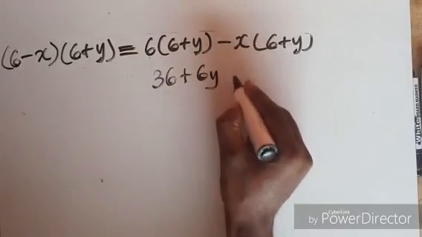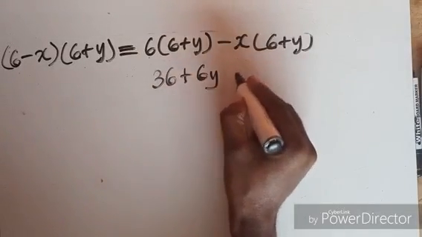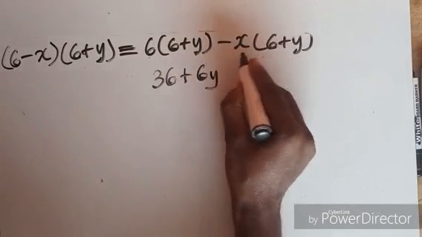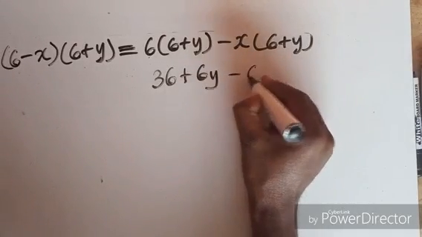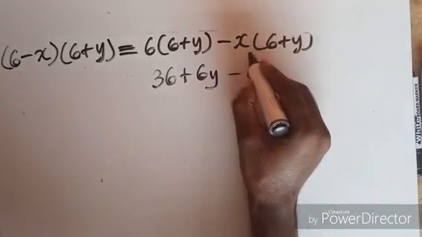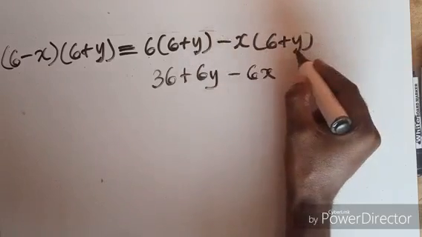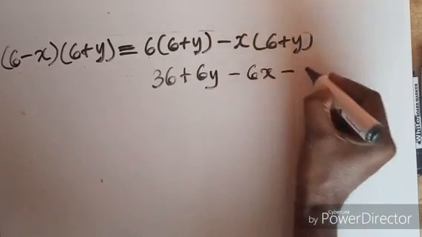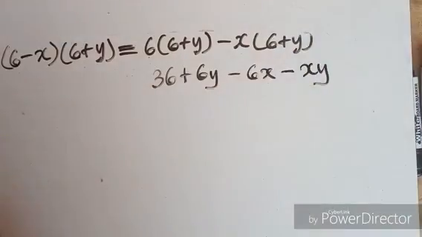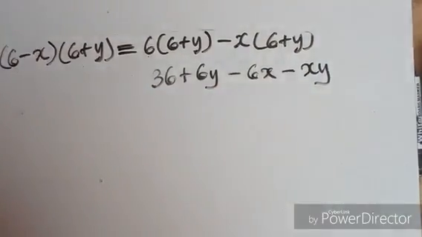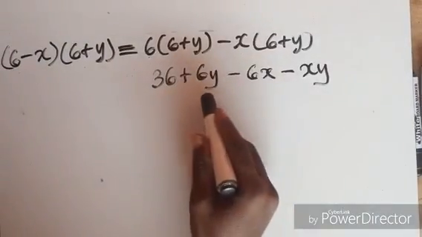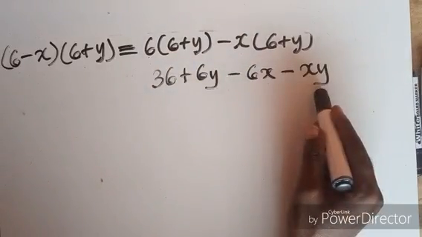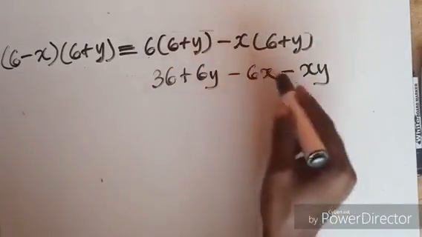Then the minus sign is supposed to be there. So negative x times 6 is going to give me negative 6x. And negative x times y will give me negative xy. Do we have some items which are common? At this point we can decide to group it in this manner, because there's y in this aspect and there's y in this aspect. We can just factor the 6 out.